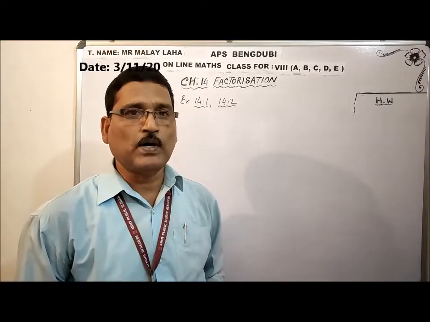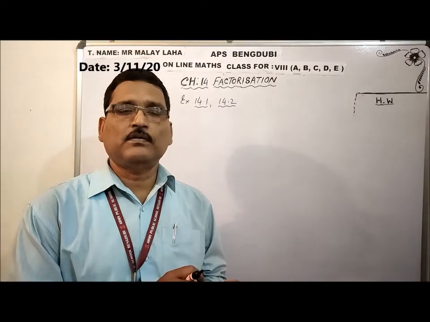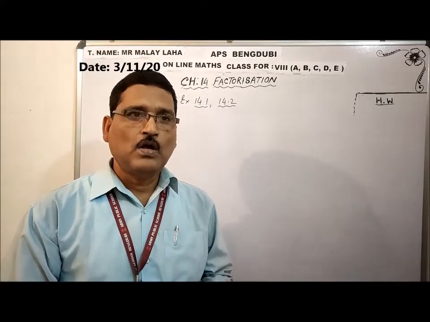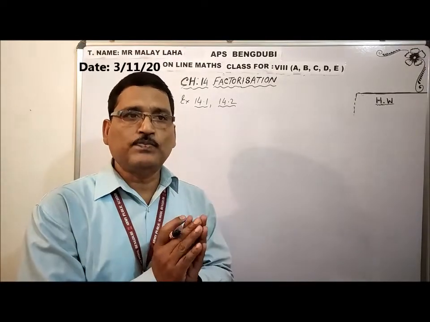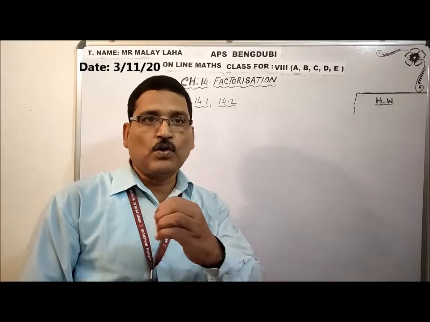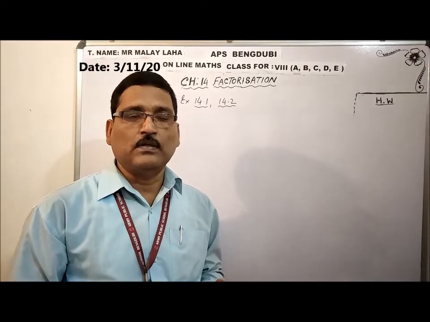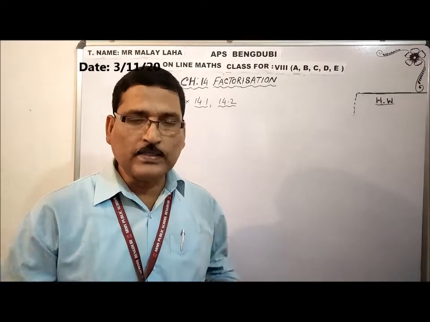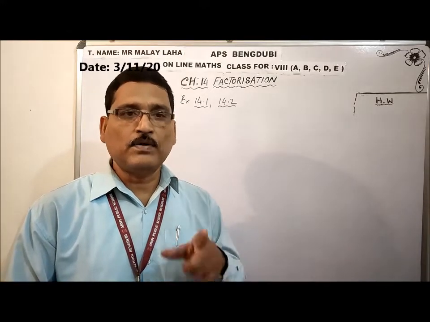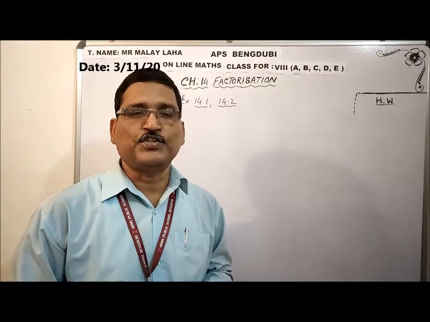So regrouping means what? 3-4 factors will be there, but you cannot take a common factor from all 4. Then what to do? We have to group 2 factors or 3 factors in such a way that I can take a common factor for all of them. If it is not possible, when nothing is possible, then what is the common factor? 1. 1 is the common factor for all types of numbers. So we will not get such a situation.